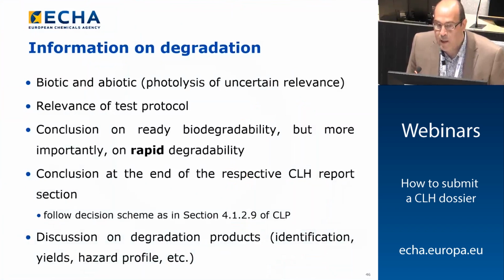So regarding degradation, we want information on both biotic and abiotic degradation. Usually you start with abiotic hydrolysis, photolysis, which is not as relevant for our process due to its uncertain impact relevance, and followed by biotic degradation. Consideration of the substance properties relating to the test protocol is very, very important here as well. So if you have, for example, a very volatile substance, you need to select the appropriate test protocol.